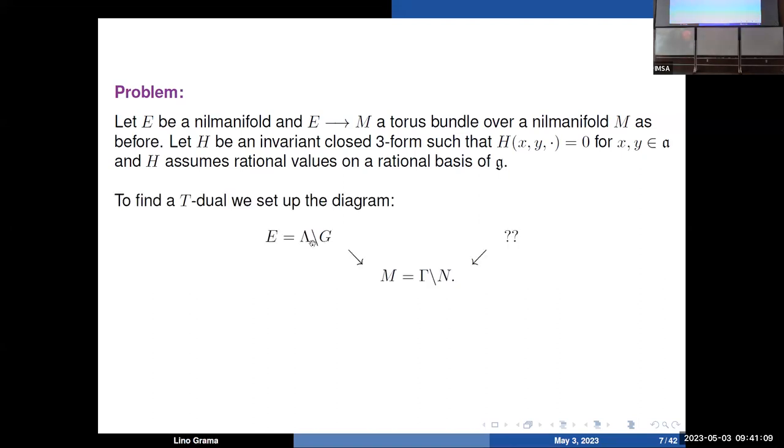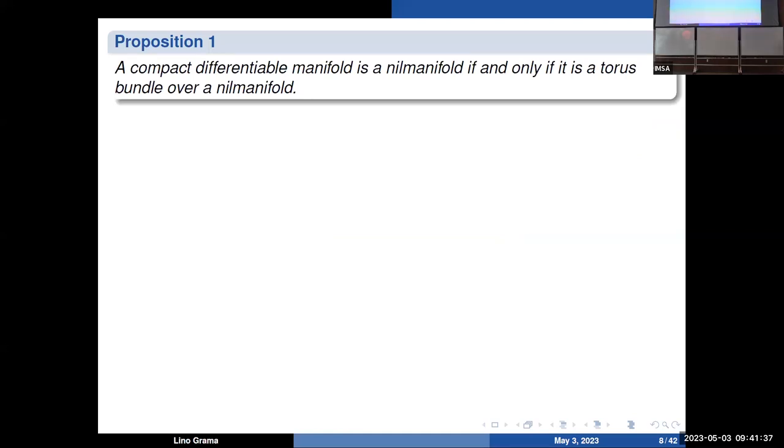And would you like to fill this diagram here? Okay. We start with a nilmanifold over the base. What is this space here? Okay, and then our first result is, in fact, this T-dual will be a nilmanifold as well. This is a very well-known result, but the proof gives some ingredients to build our construction.